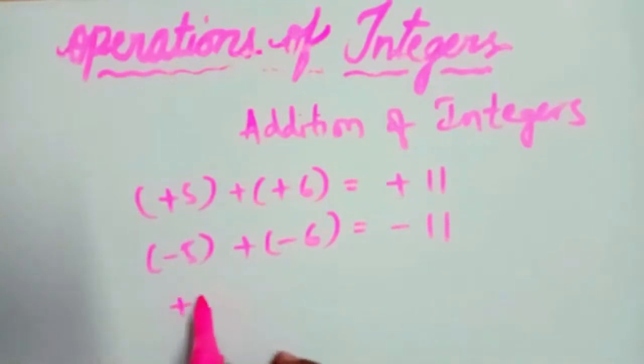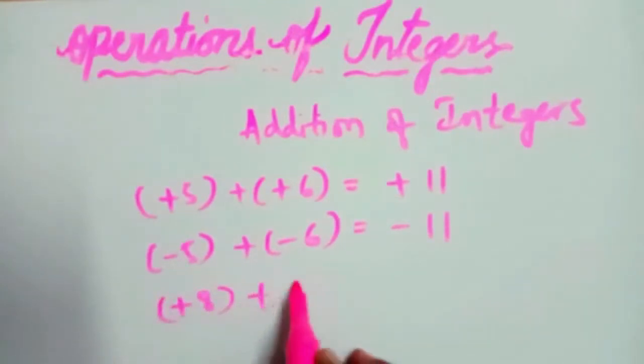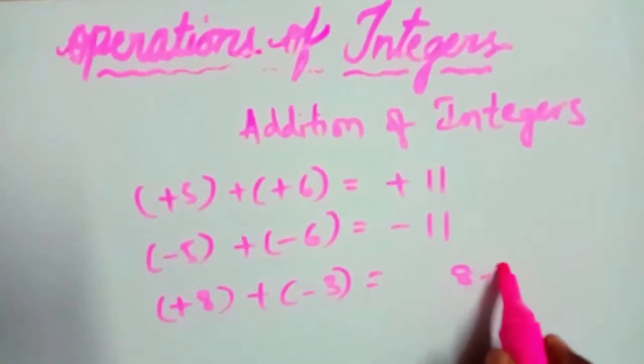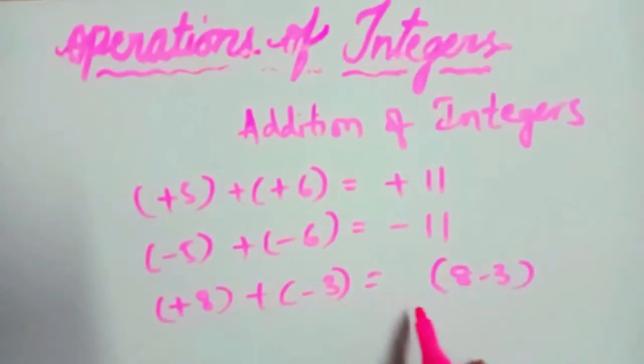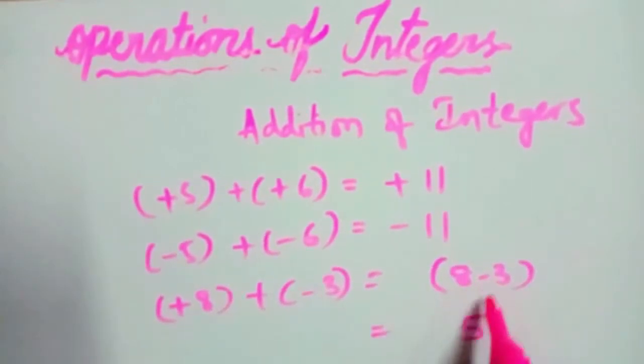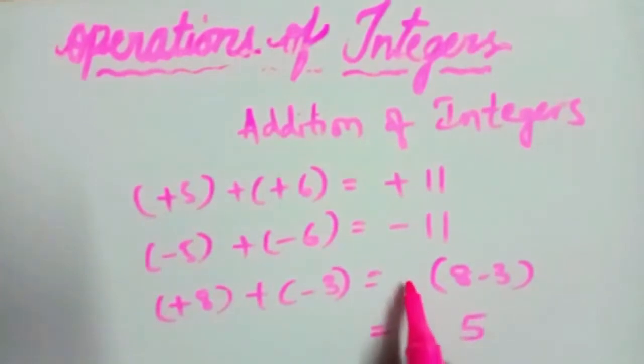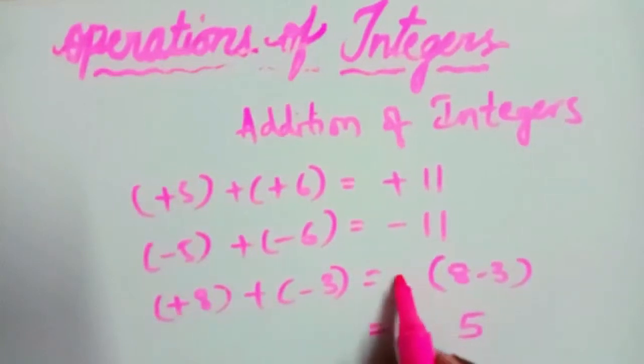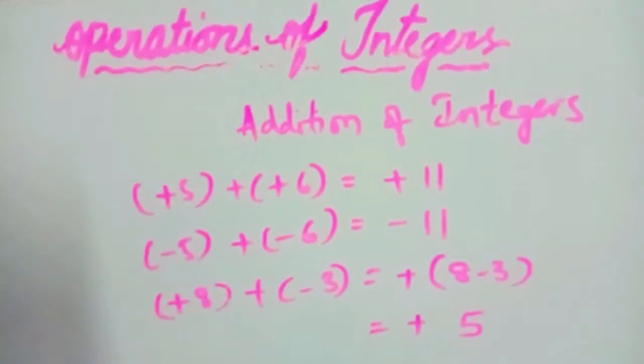If we are adding one positive number and one negative number, we always need to do the subtraction of integers. 8 minus 3, you will get 5. And what about the sign? We need to keep the sign of the bigger number. So for example, here 8 and 3. The 8 is the bigger number, and its sign is positive, so you will get the positive sign.